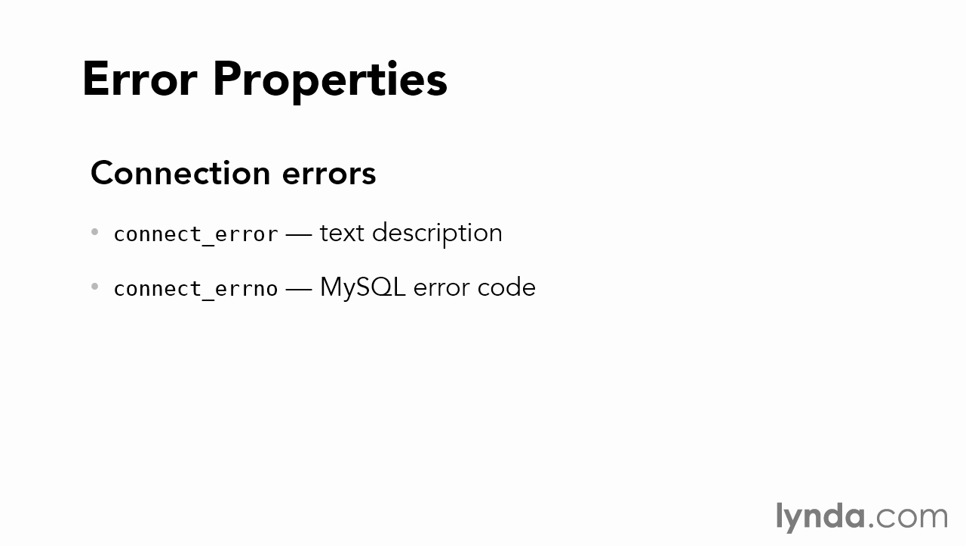There are two properties that report connection errors. We met the first one, connect_error, earlier in this chapter. It provides a text description of the error. If there's no error, the property is an empty string. The other property, connect_errno, contains a numerical MySQL error code. This tends to be less helpful, although it might be useful if you want to display error messages in a language not supported by MySQL. You can find the meaning of the error codes in the MySQL documentation.